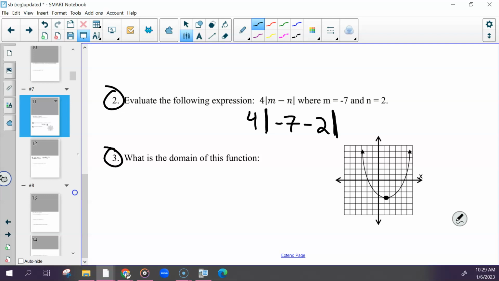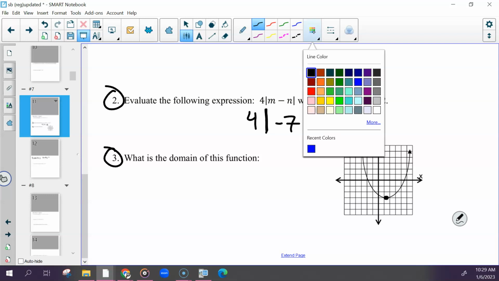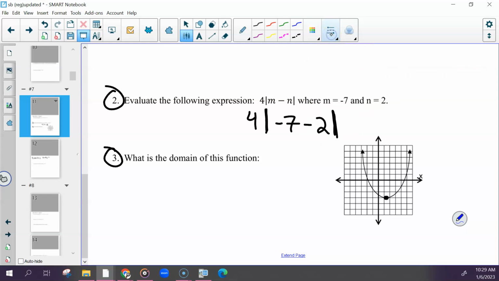So do what's on the inside first. Use your PEMDAS, whatever you were taught. So order of operations, do what's on the inside first. -7 minus 2. Then you can't do anything else.